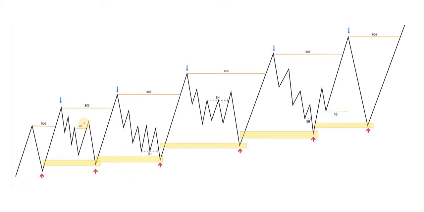and price eventually ended up breaking this high and also this weak high, then we can most likely validate this as our strong low. So we don't expect price to actually trade below that low. So that's one of the ways we can validate a strong low.